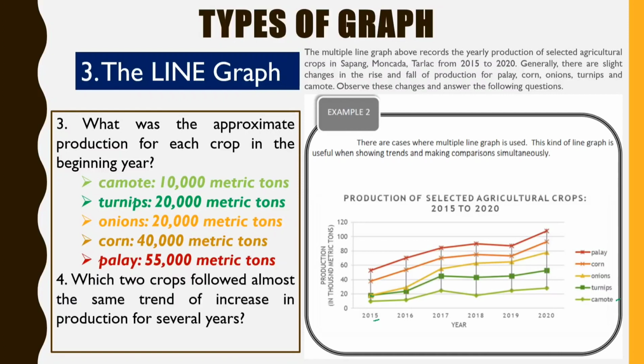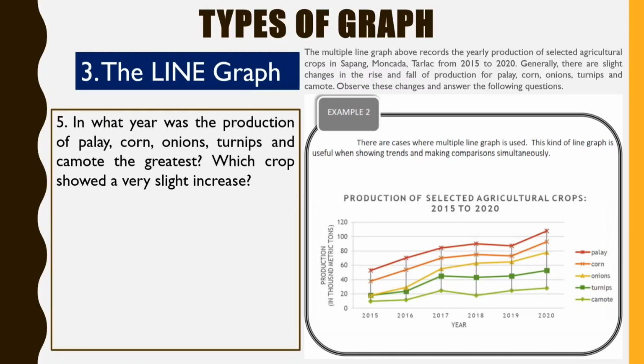Okay, for question number 4, which two crops followed almost the same trend of increase in production for several years? So we simply look at the graph and we can see that the red line and the dark orange brown line follow the same pattern, and those two are represented by palay and corn. It means that the answer to question number 4 is palay and corn.